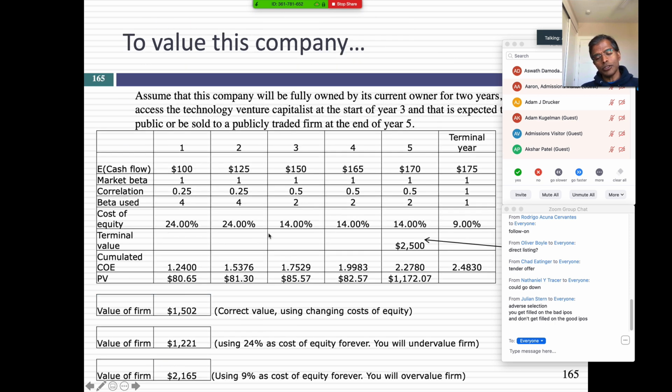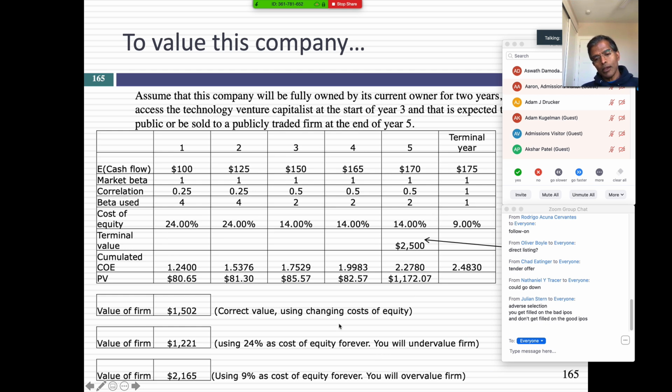And basically, if you see this valuation, that's what I've done. For the first 2 years, I've used a cost of equity based on the total beta of a completely undiversified investor, you. For the next 3 years, I've used the beta and cost of equity of a VC. So it's lower than your cost of equity. And for my terminal value, I've used the market beta.